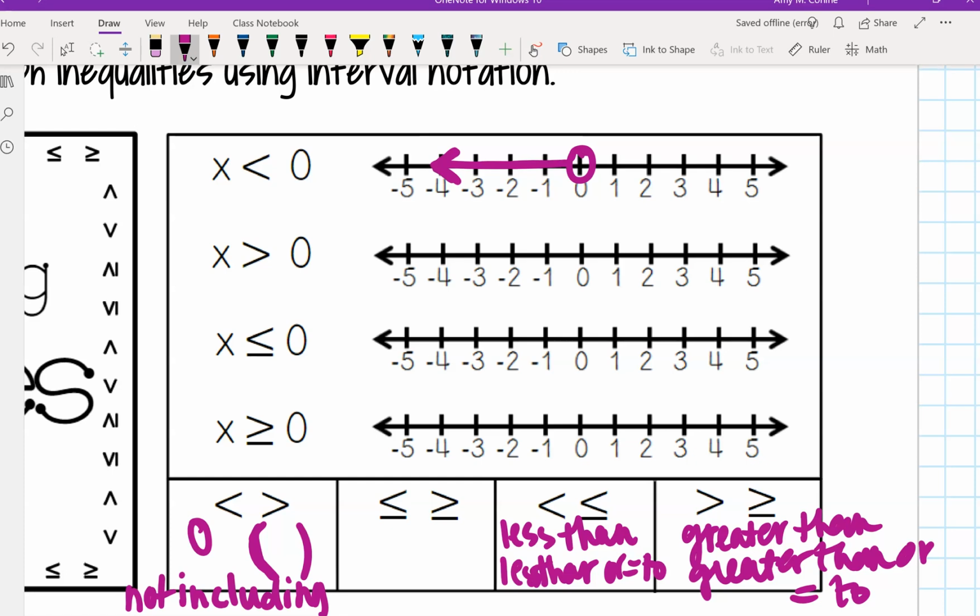Same thing, we have a greater than, it's an open dot, and we want to know all the numbers bigger than 0. So all the numbers bigger than 0 are to the right, so with an arrow, you're going to move it to the right.